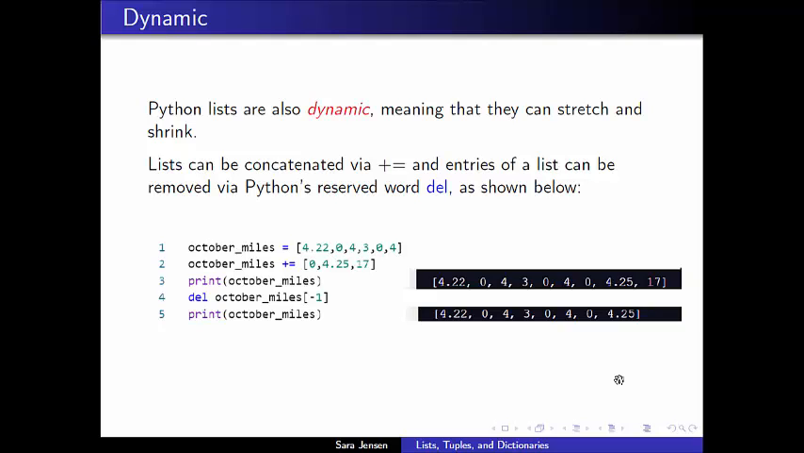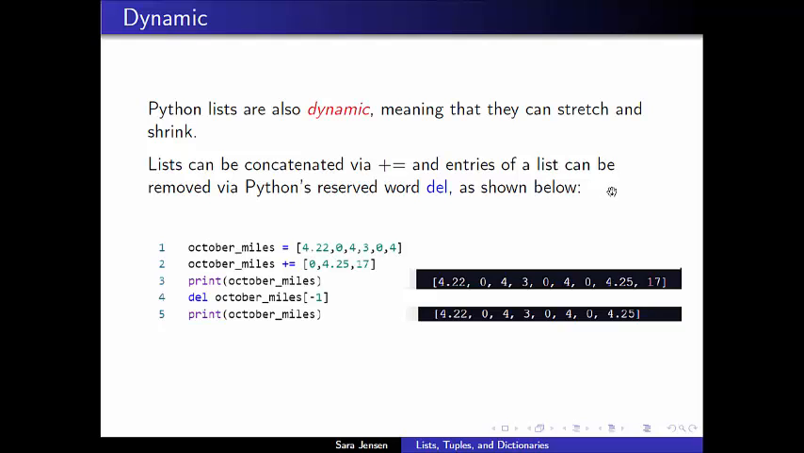Python lists are also what we would call dynamic, which means that they can stretch and shrink and grow to contain more or fewer values. There are several ways to stretch and shrink lists, but some of the easiest ones that we'll introduce right now is that we can actually concatenate lists, which is a method of gluing lists together, one first and then the other, via the plus function inside of Python.